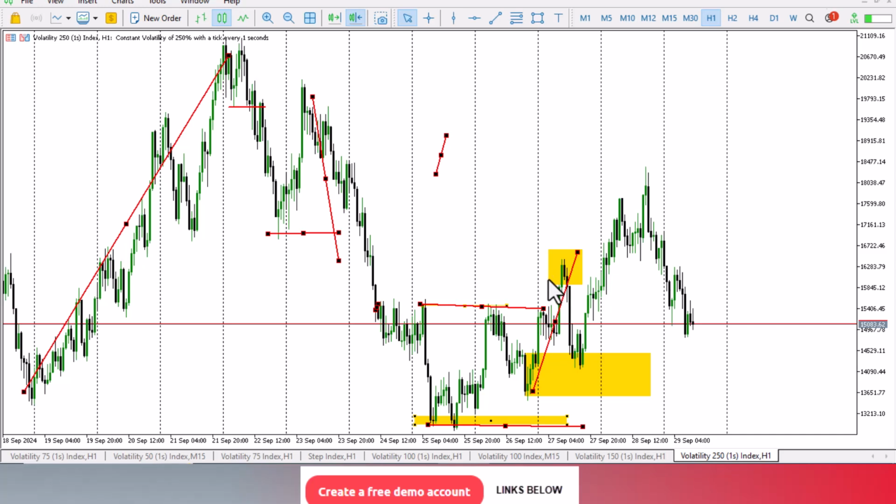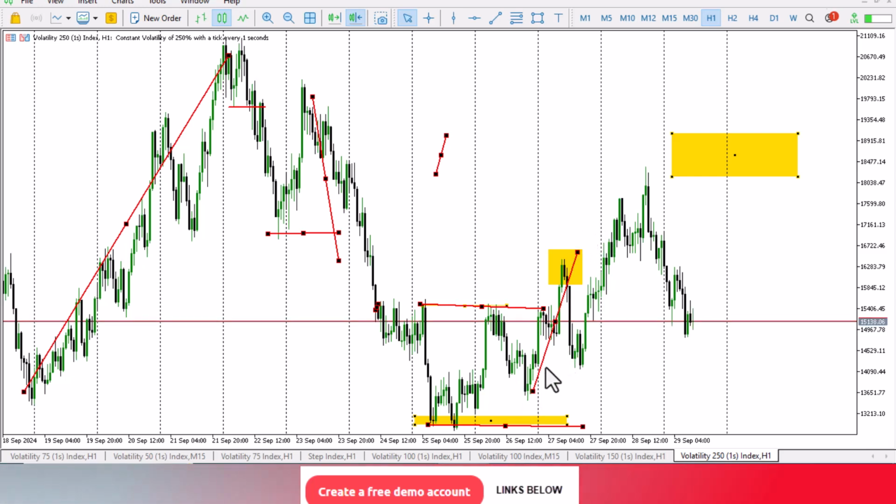So after price took out this high, we were waiting for price to come back to this order block, which we were seeing in this area. You see this big black candle. This was the last opposite candle before the move, right? So this move as a whole was to be determined by this order block.